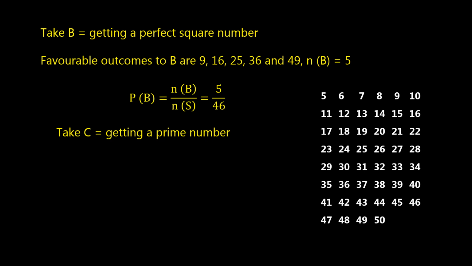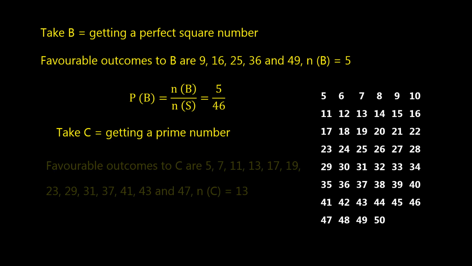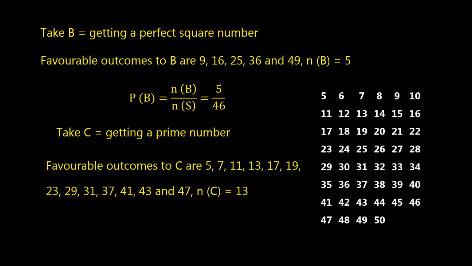Now take C is equal to getting a prime number. You have to identify the prime numbers in the sample space. The favorable outcomes to C are the prime numbers. 5 is a prime number, so 5 is favorable to C. Now 6 is not a prime number. 7 is a prime number, so 7 is favorable to C. Similarly, 8, 9, 10 are not prime numbers. Now 11 is a prime number, so 11 is favorable to C. 12 is not a prime number. 13 is a prime number, that's why 13 is favorable to C.